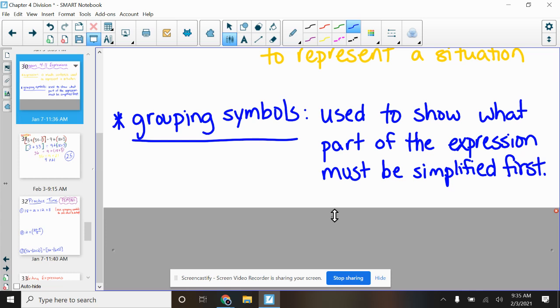Isn't a grouping symbol like parentheses? Yes. Beautiful. And here in a moment, you're going to probably all look at me and go, didn't you teach us to do this yesterday? No. And I'm going to say, yes, I did. Then why are we doing it?